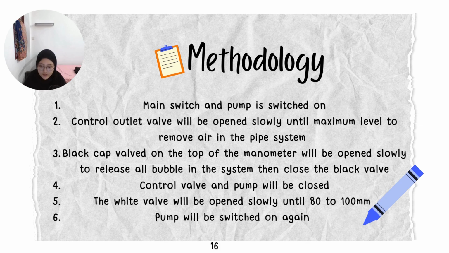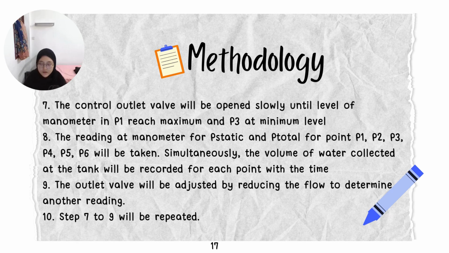Number five, the white valve will be opened slowly until 80 to 100 millimeter. Number six, pump will be switched on again. Number seven, the control outlet valve will be opened slowly until level of manometer in P1 reach maximum and P3 at minimum level. Number eight, the reading in manometer for P static and P total for point P1, P2, P3, P4, P5, and P6 will be taken.